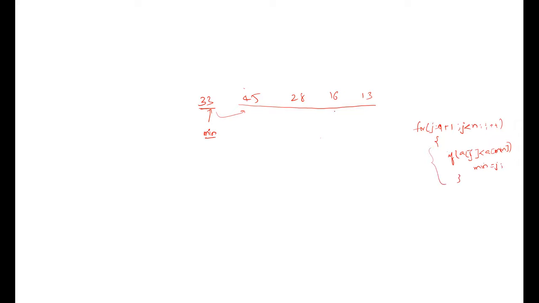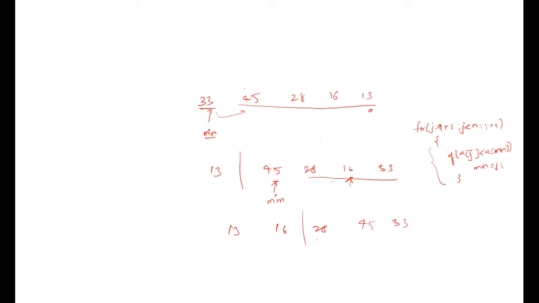After finding the minimum index, I'll swap it with the element at index i. In 33, 45, 28, 16, and 13, I've swapped 13 and 33. Now I'll start from here and consider this element the minimum, and check the remaining elements for the minimum. Same logic, I get the minimum index and swap: 16, 28, 45, and 33.